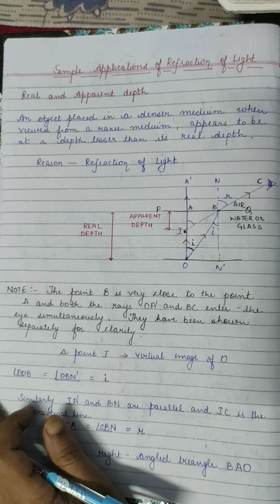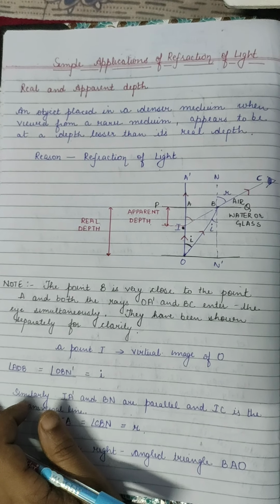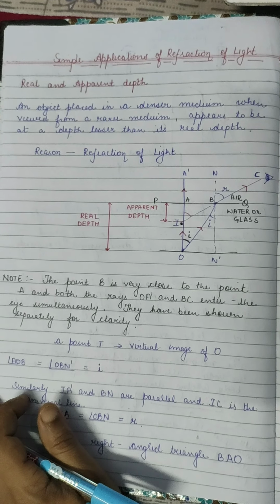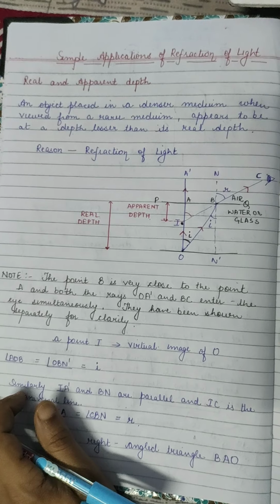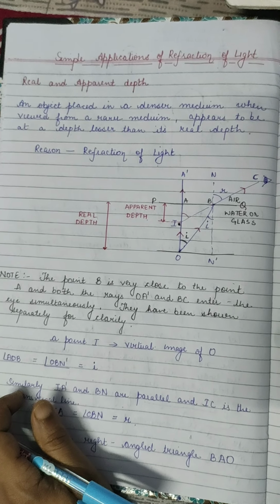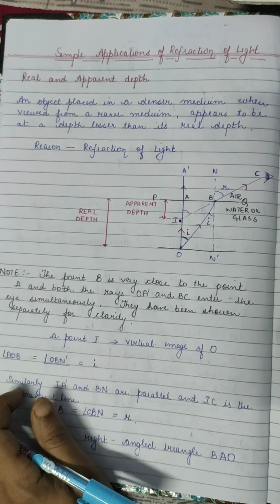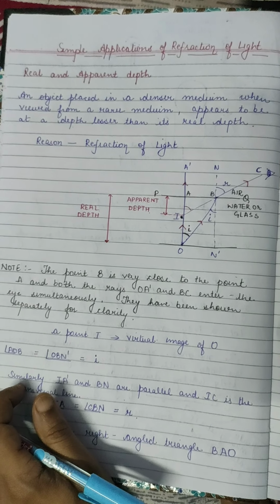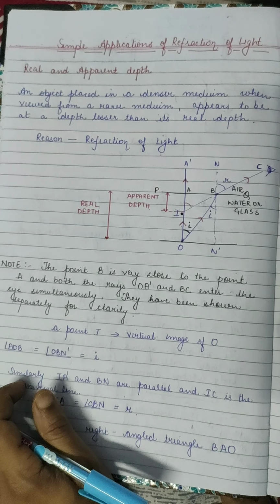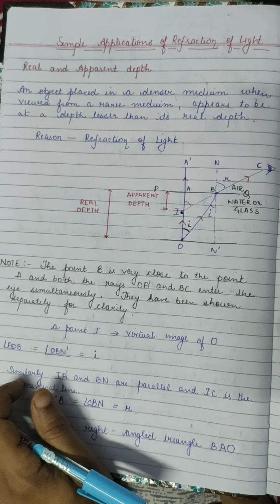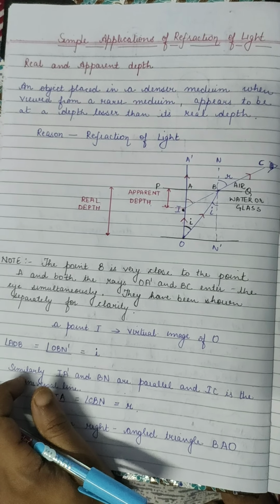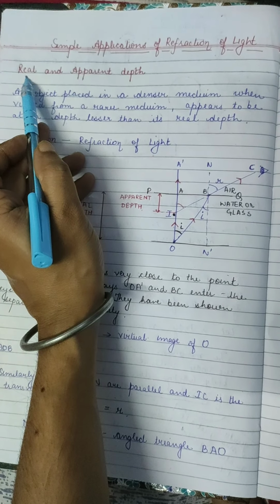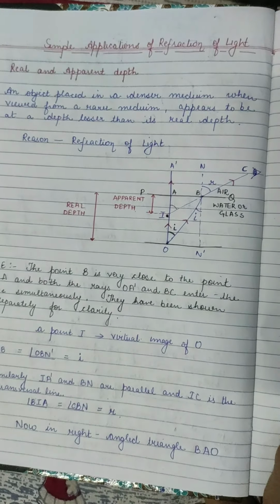Good morning, students. The topic today which we are going to start is related to the applications of refraction of light. We have already done refraction of light, that is when light travels from one medium to another medium, the light bends towards the normal if it is moving from rarer to denser medium, and it moves away from the normal if it's coming from denser to rarer medium. So today we are going to study about a concept of real depth and apparent depth.